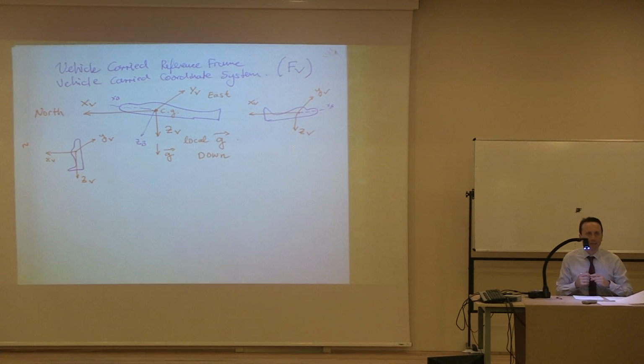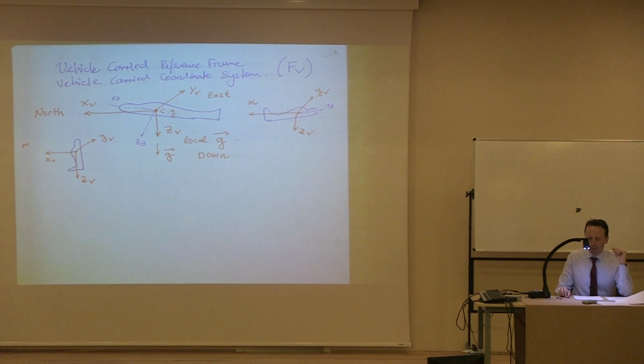Remember, the body fixed coordinate system is attached to the airplane, moves with the airplane, and rotates with the airplane. The vehicle carried coordinate system is attached to the airplane, it moves with the airplane, but does not rotate with the airplane. Because XV is always pointing north, YV is always pointing east, and ZV is always pointing down.